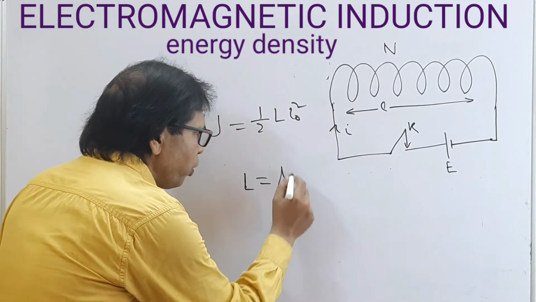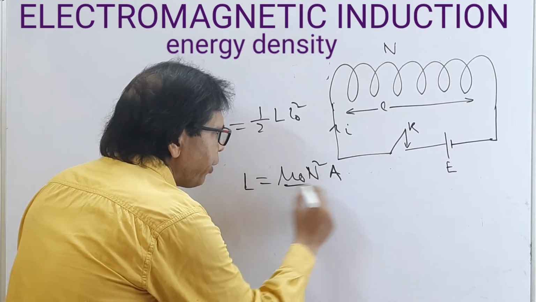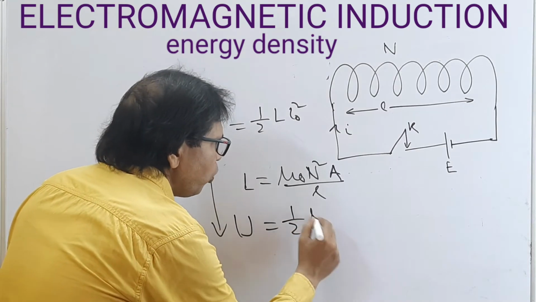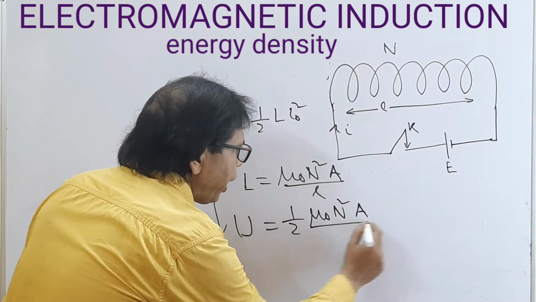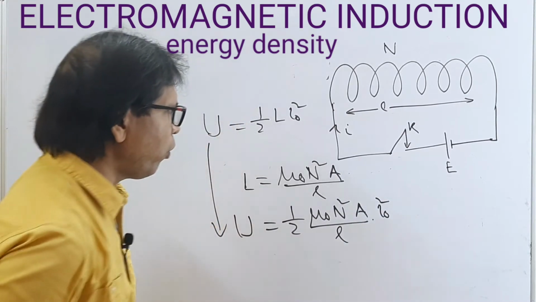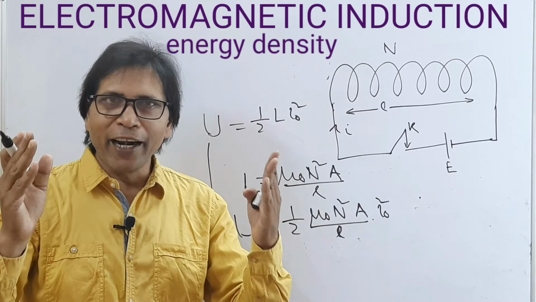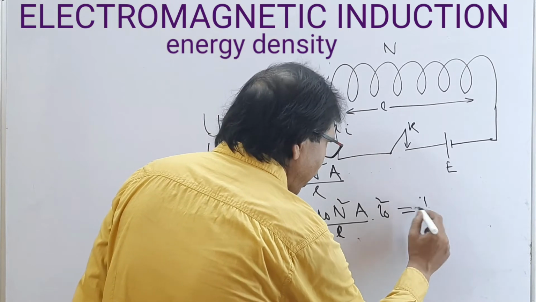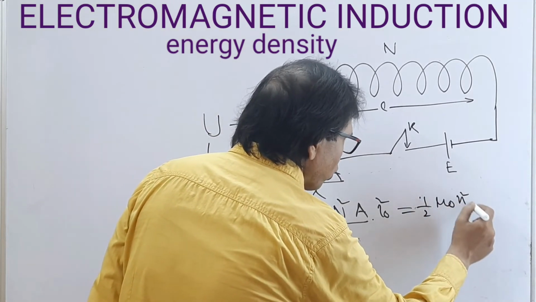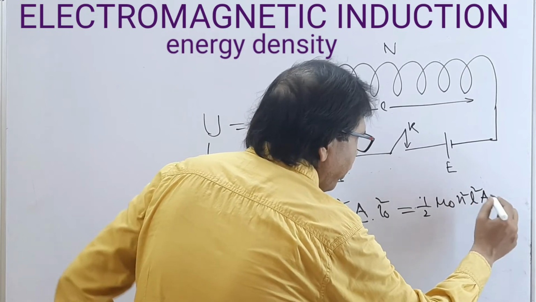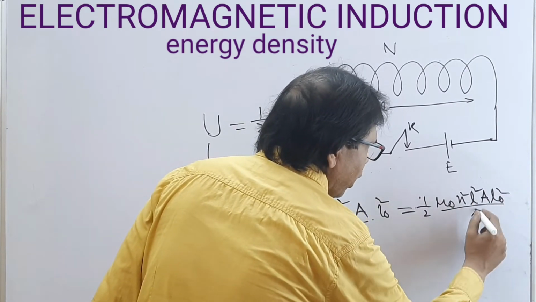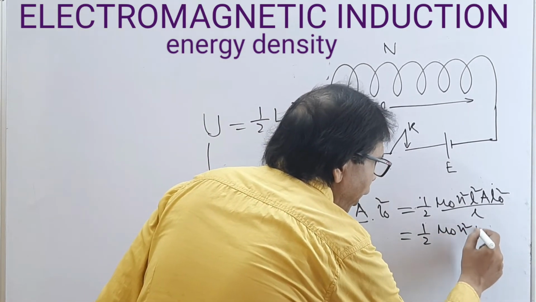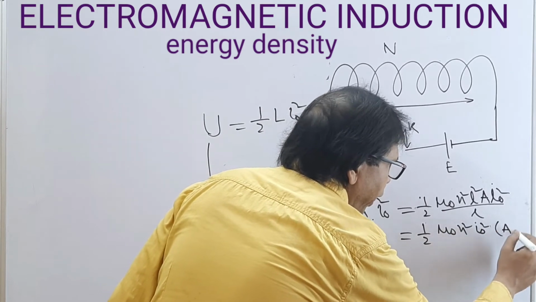Now L equals mu naught N square A divided by L. So U equals half mu naught N square A divided by L into I naught square. If small n is the number of turns per unit length, then small n can be replaced by N by L. So this is half mu naught N square L square A I naught square divided by L. So this is half mu naught n square I naught square into AL.